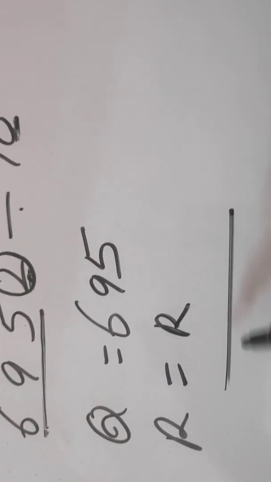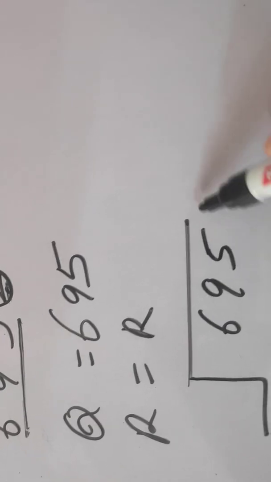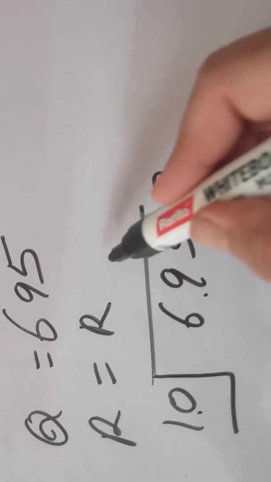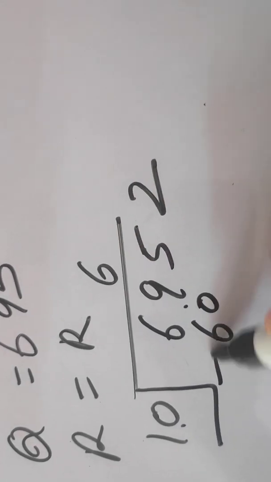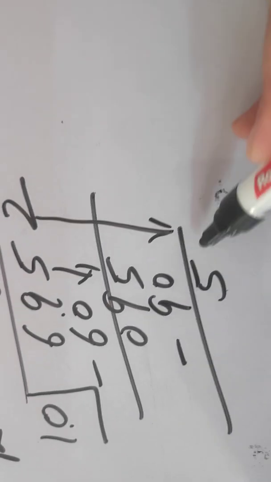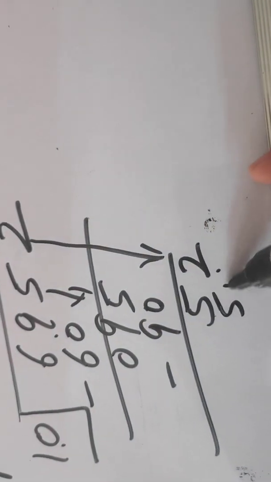You can check this also. If you want to check, you can check it. 6,952, when you divide by 10, read the table of 10 near about 69. Table goes on 6. 10 6s are 60. Now 95. Table goes on 9. 10 9s are 90. 5, bring down 2. Now table goes on 10 5s are 50. So here also you can check. Remainder is 2.